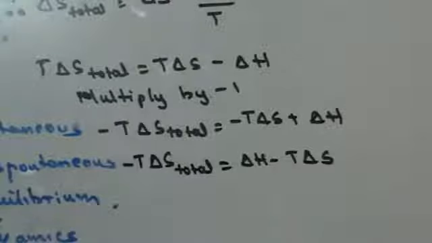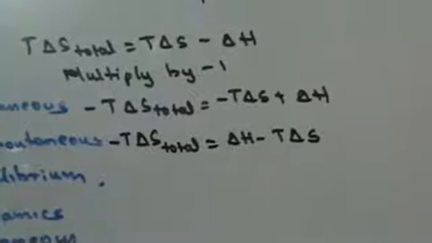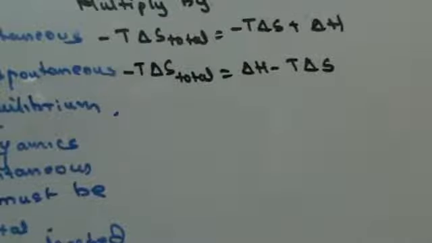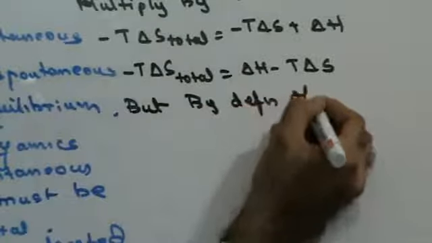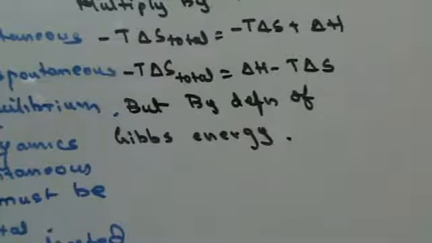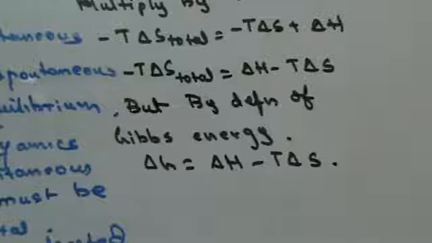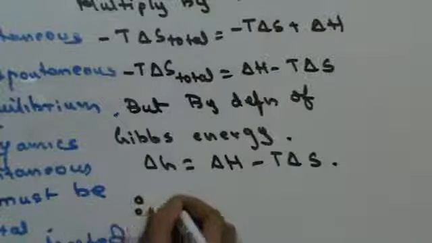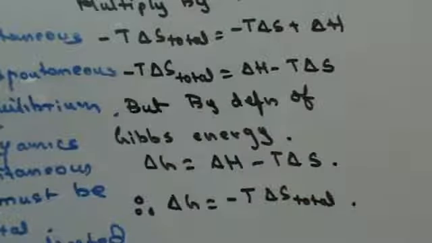Now, by definition of Gibbs energy, we have defined Gibbs energy as delta G is equal to delta H minus T delta S. Thus I can say that delta G is minus T delta S total. Fine, do we get this thing here?